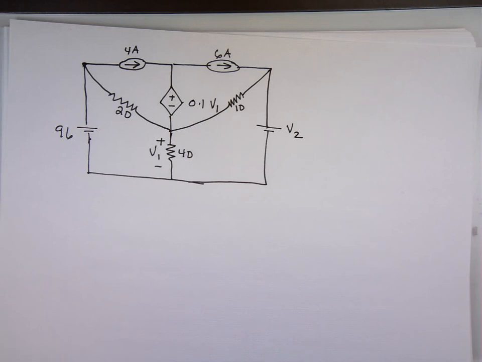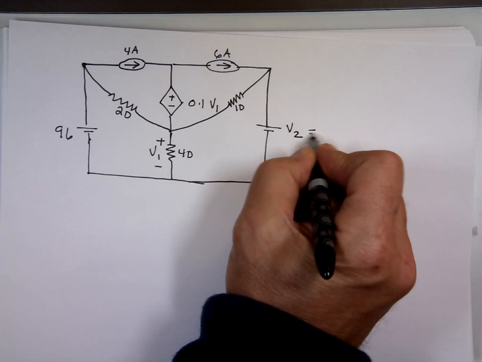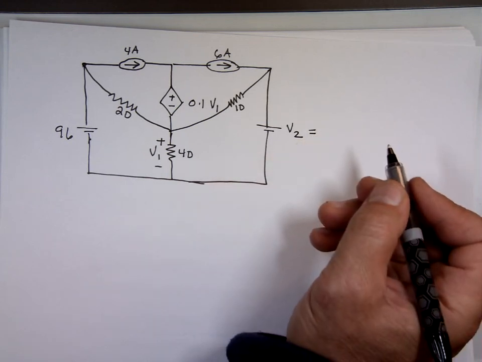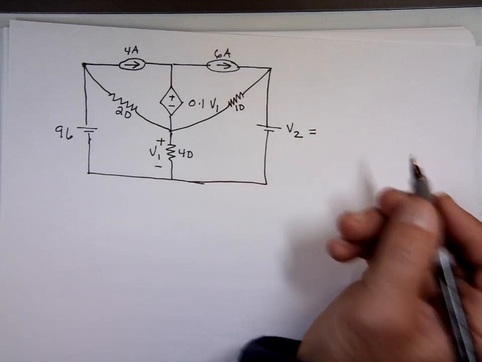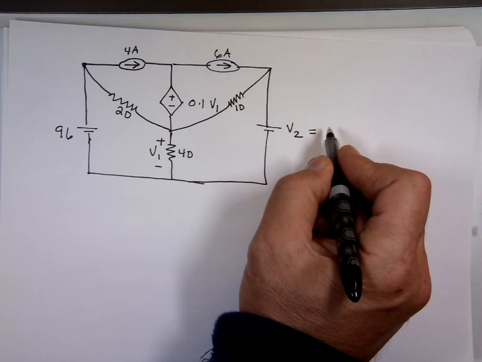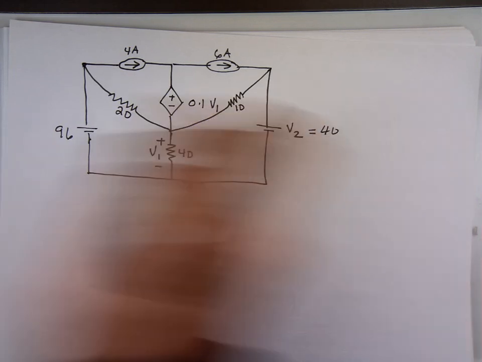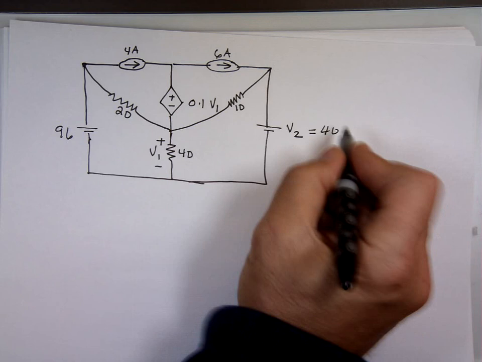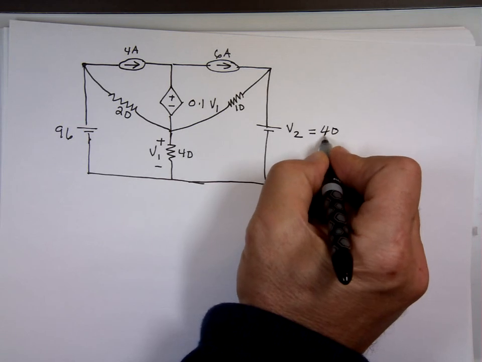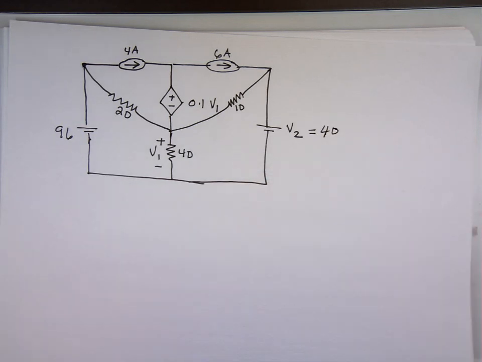In terms of V2. Let's give V2 a number. Let's say this is, I don't know, pick a number. What do you want? 4? How about 40? Just because this number is 96, let's make it a big enough number. I want to find V1. Which method do you think will be better?